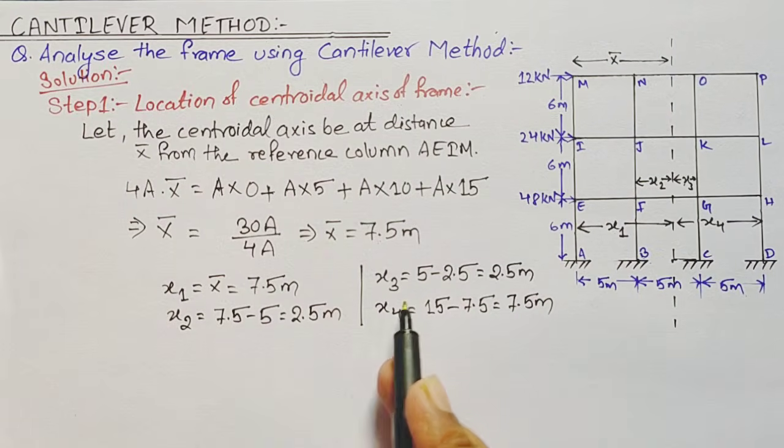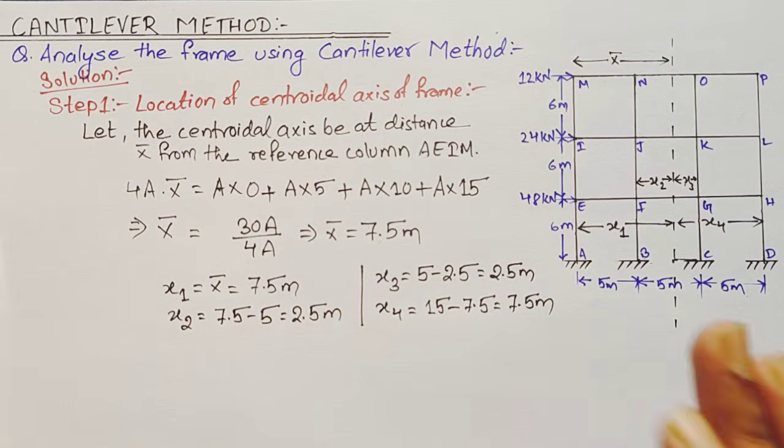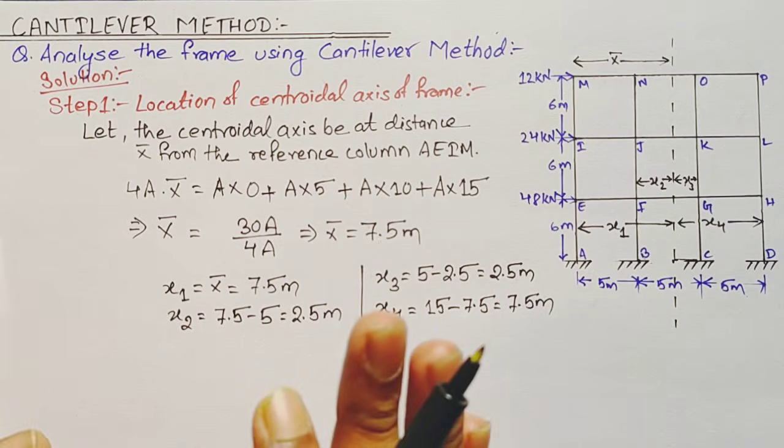We are getting similar values because the spans are the same. Whenever it is asked in an exam, if the spans vary and the values of the spans are not similar, then these values will also not be similar.